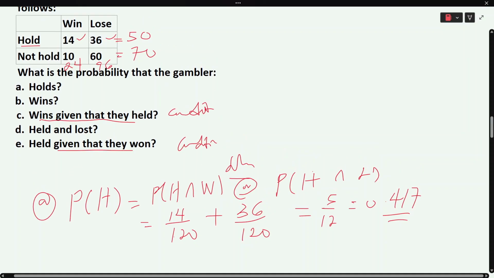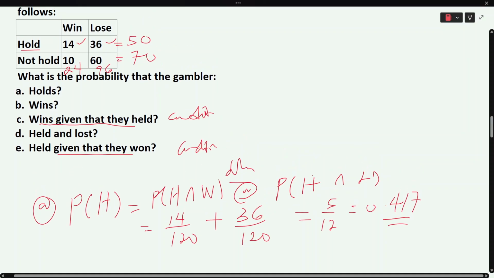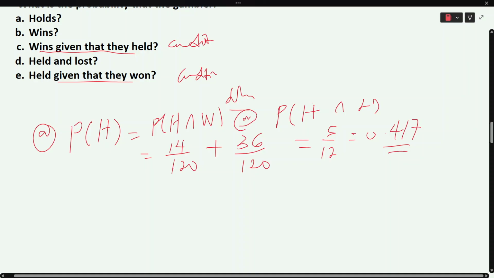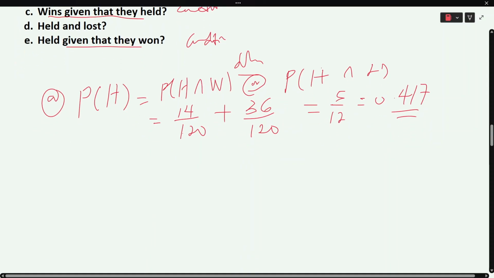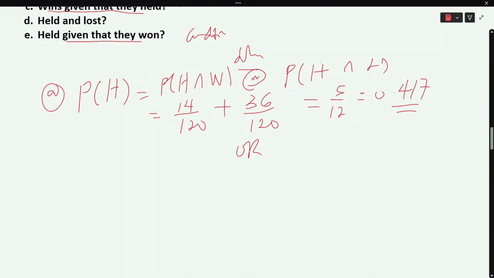Alternatively, you can use a total. So we are holding, then we have a total of what? 50. So simple, 50 divided by 120.